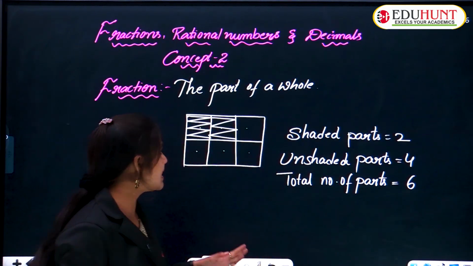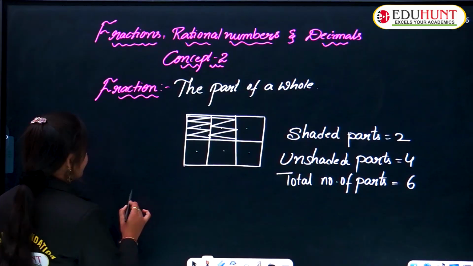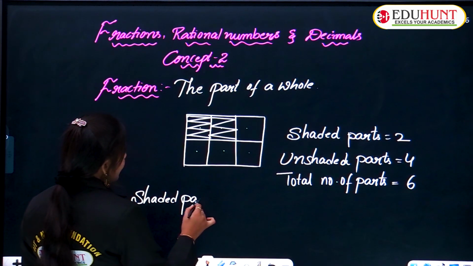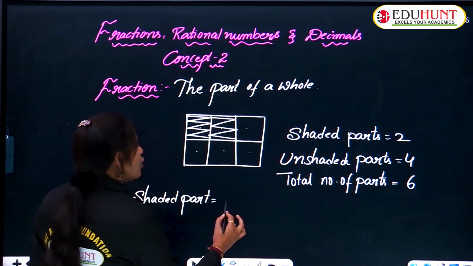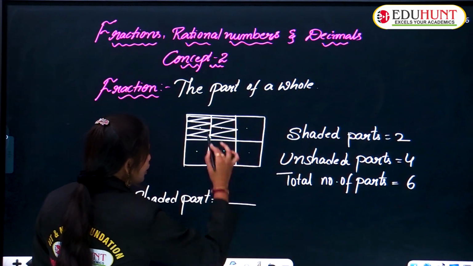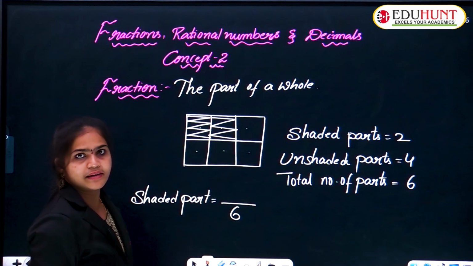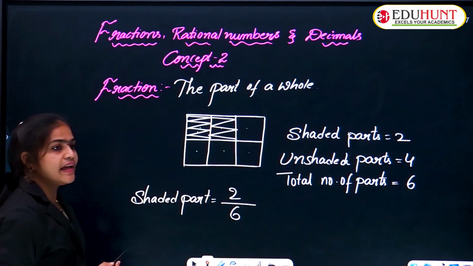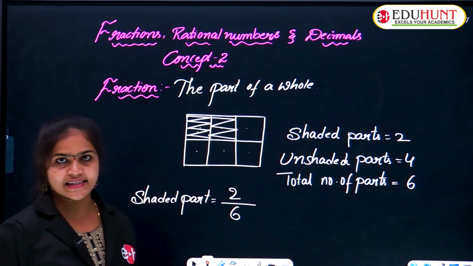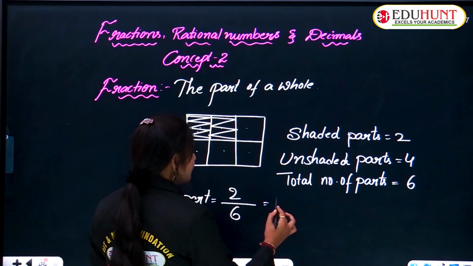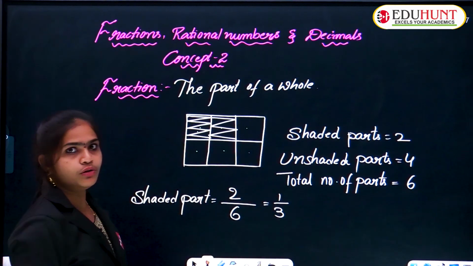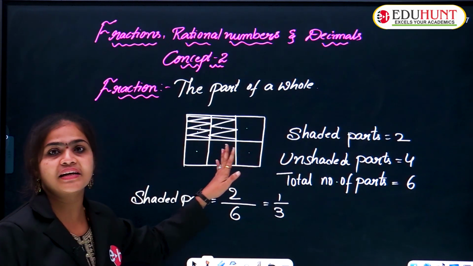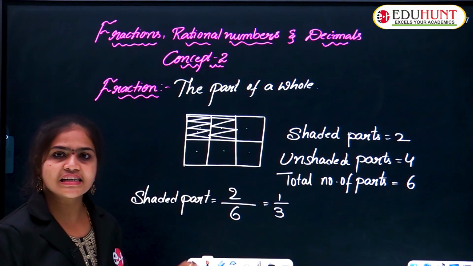Now how to represent the shaded part as a fraction? Out of the total number of parts, here 6 parts are there. Out of 6, how many parts are shaded? 2 parts are shaded. Then what is the fraction? 2 by 6. After cancellation, how much do you get? 1 by 3, since 2 ones are 2, 2 threes are 6. So 1 by 3rd part, or 2 by 6th part, is shaded here.